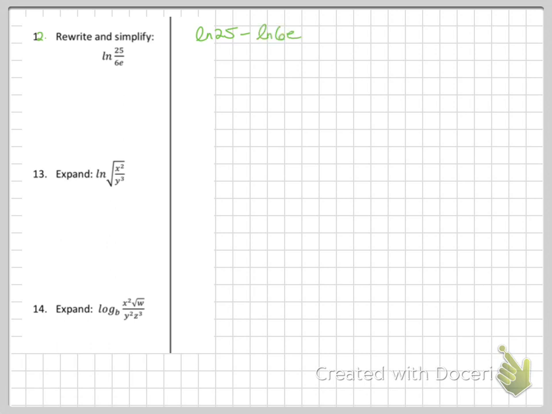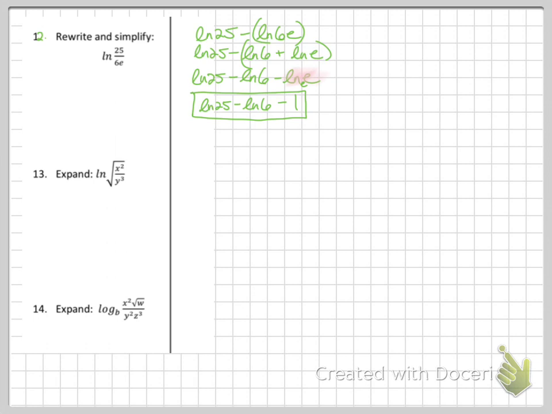But then this is multiplication. So natural log of 25 minus natural log of 6, I should put parentheses around this, plus natural log of e. Or since they were both at the bottom, you could have done it this way. Natural log of 25 minus natural log of 6 minus natural log of e. This is one of our definitions because the subscript matches the base. This is natural log of 25 minus natural log of 6. And then that whole thing is just minus 1. This would be our answer.